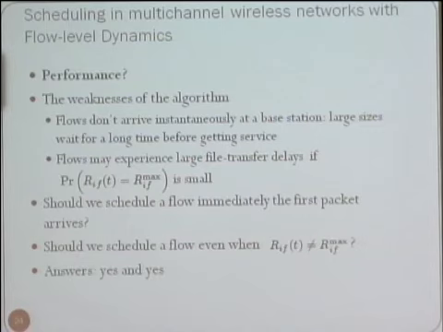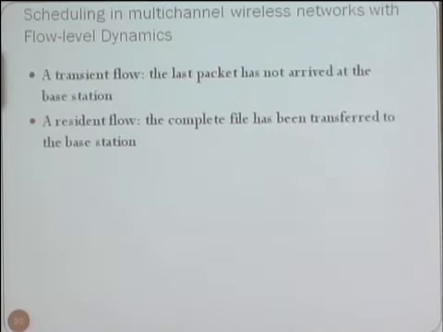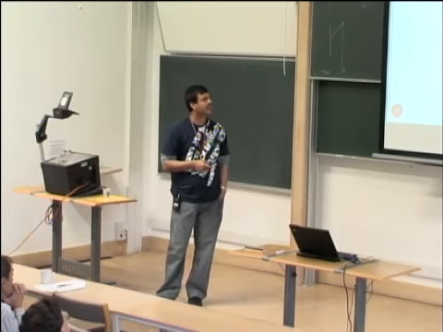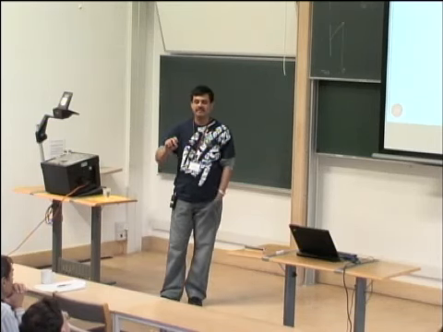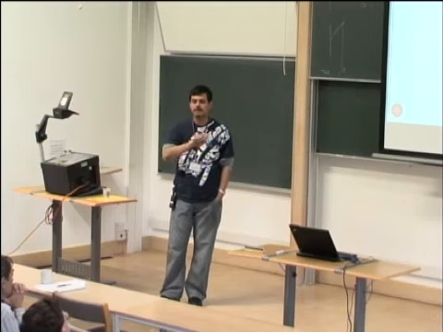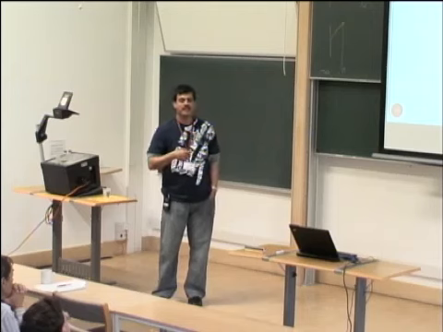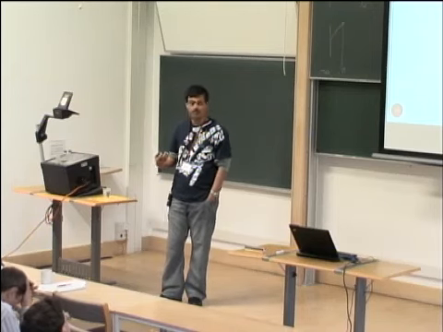And the answer to that, both of them, is yes. There is a way to do this while preserving throughput optimality while improving performance dramatically, actually. So we divide flows at the base station into two types of flows. We call a flow transient if the last packet has not arrived, so other packets in the flow are yet to arrive. And a resident flow is one where the complete file has already been transferred to the base station.